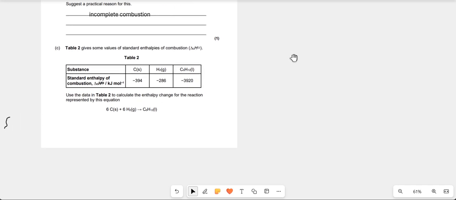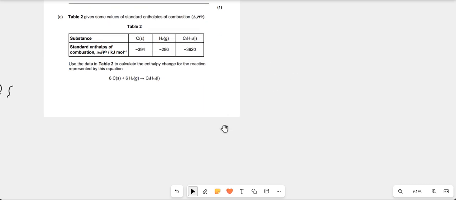Table 2 gives standard enthalpies of combustion. Use the data to calculate the enthalpy change for this reaction. So I'm burning the 6 carbons. Well, actually I'm creating it, but essentially that's what I'm doing. This is very, very easy. So 6 times minus 394, forming it.